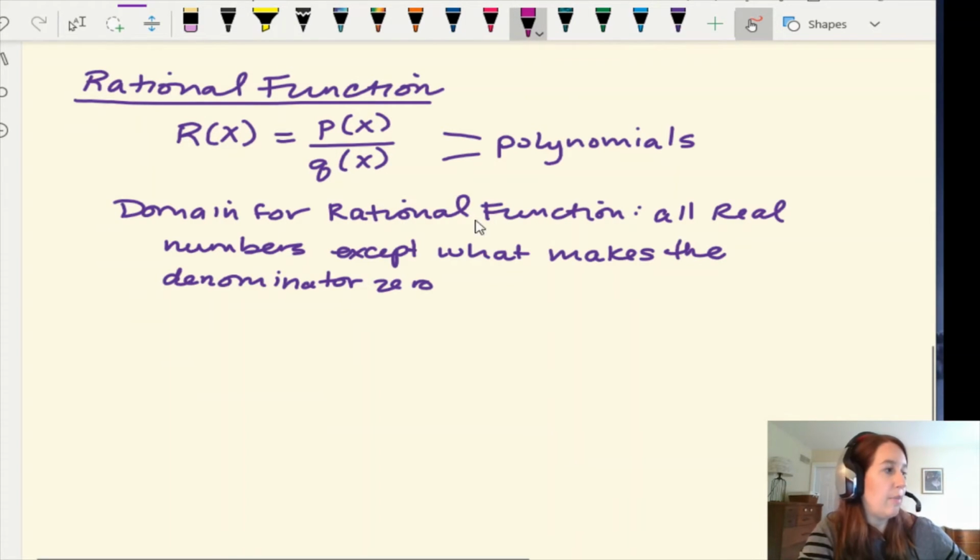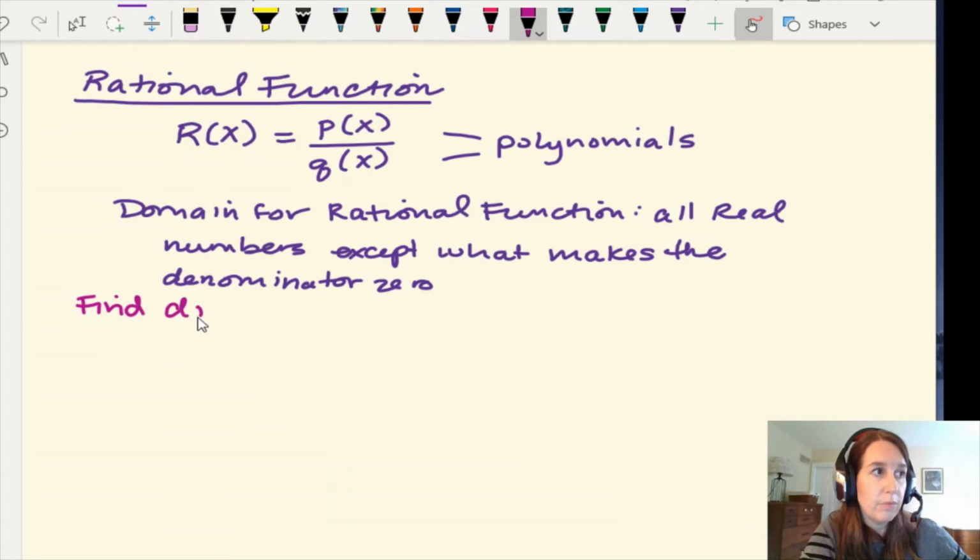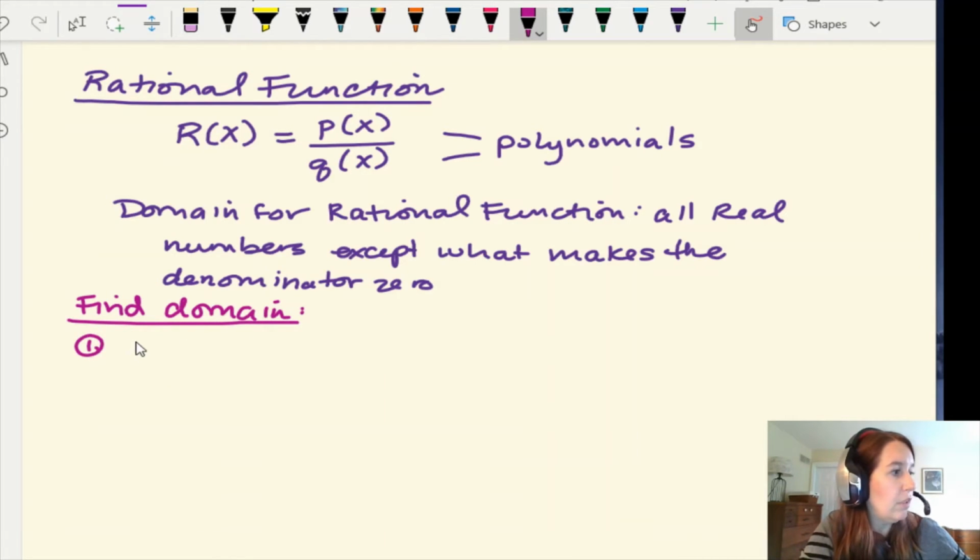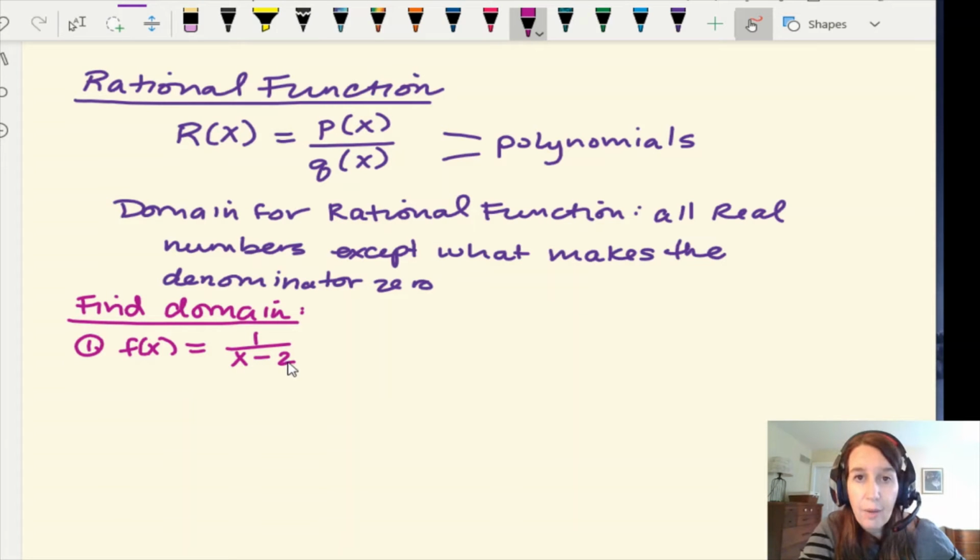So let's take some examples of finding the domain of a rational function. Number 1, f of x is equal to 1 over x minus 2, okay? So to find the domain, really it's all real numbers, except we can't have 0 in the denominator. So we would say, well, x minus 2 cannot equal 0, right? So x cannot equal, add 2 to both sides, 2, okay?